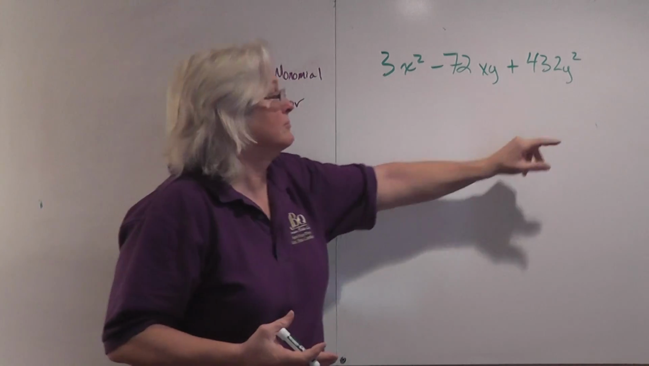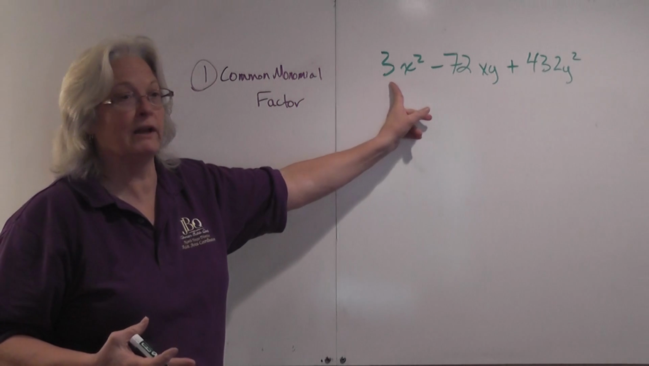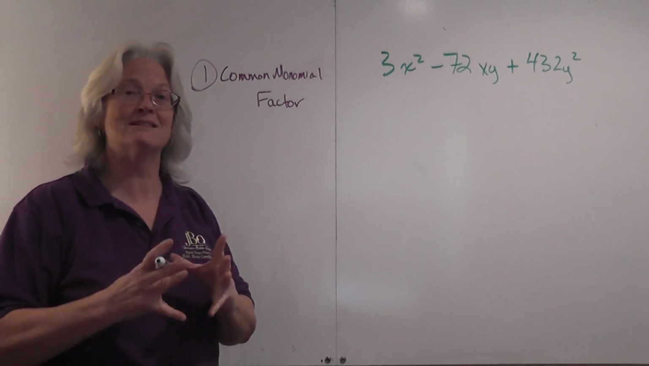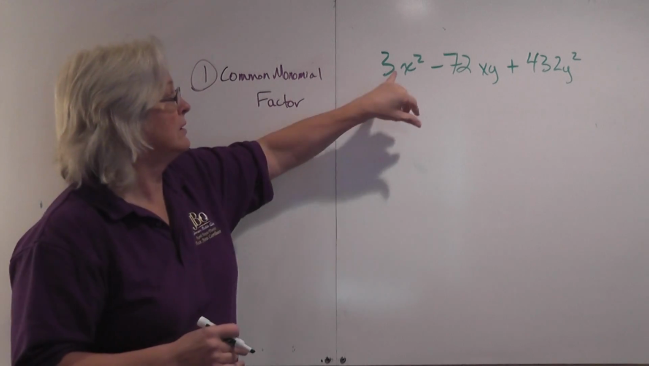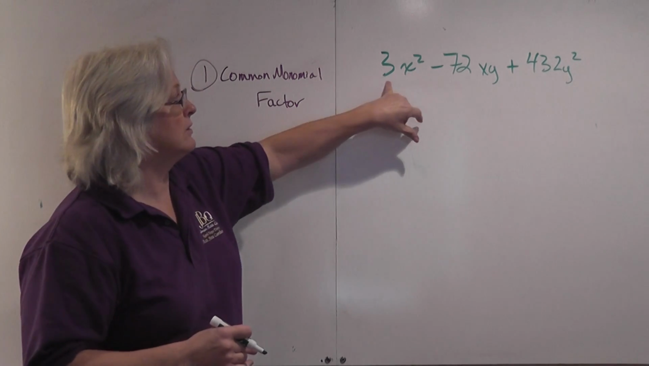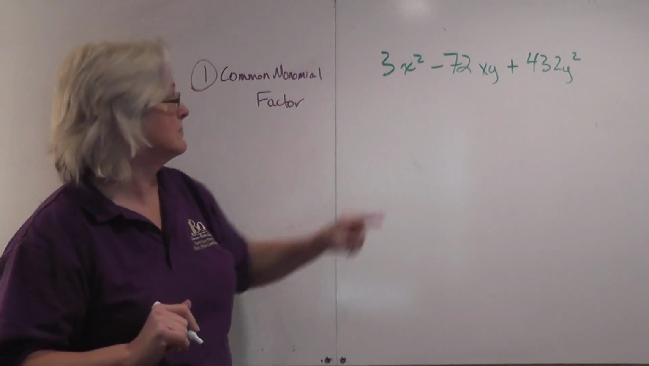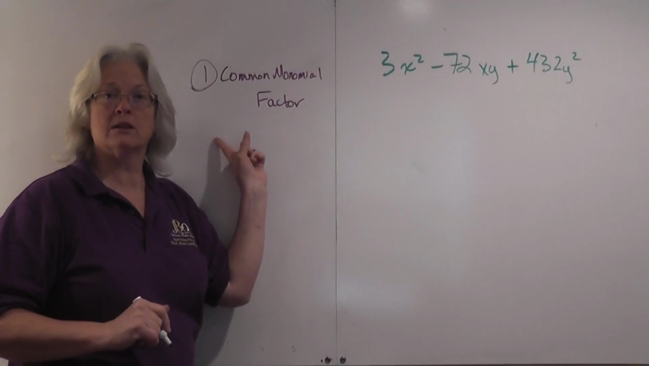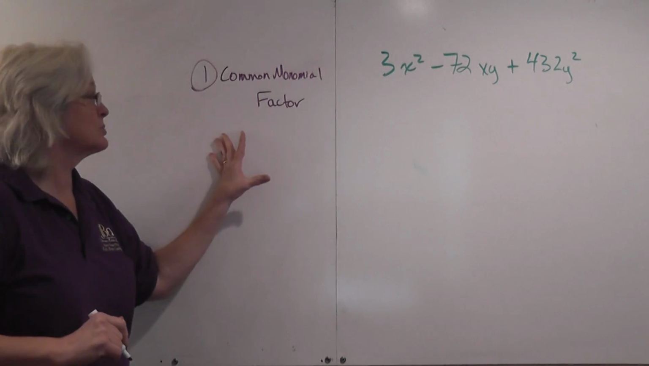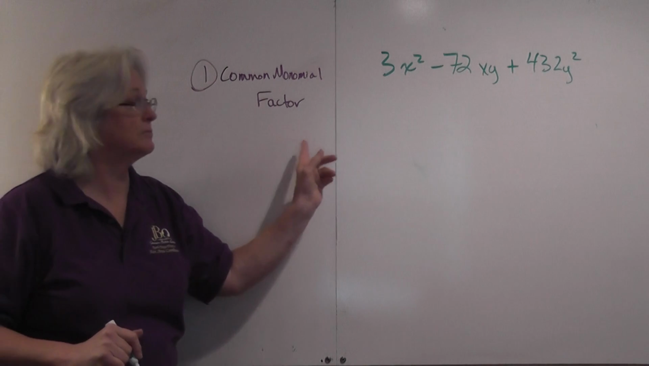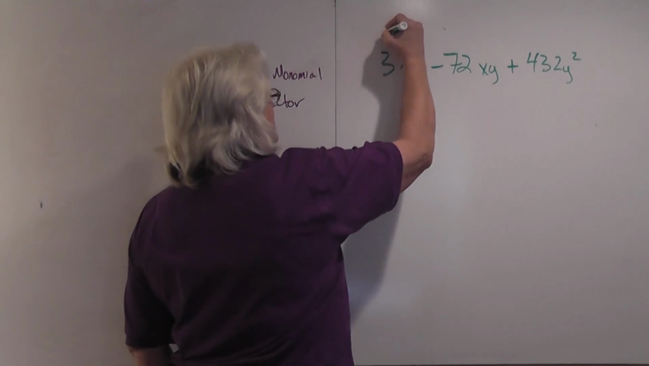I don't know what to do. Your kicker right here has this 3x squared in the front. Did you notice that every example that we have factored so far, the leading term, the first term in the trinomial, has always had a coefficient of 1? What's the very first thing that we do when we are factoring an expression? We want to see if there's a common monomial factor. Sure enough, there is.